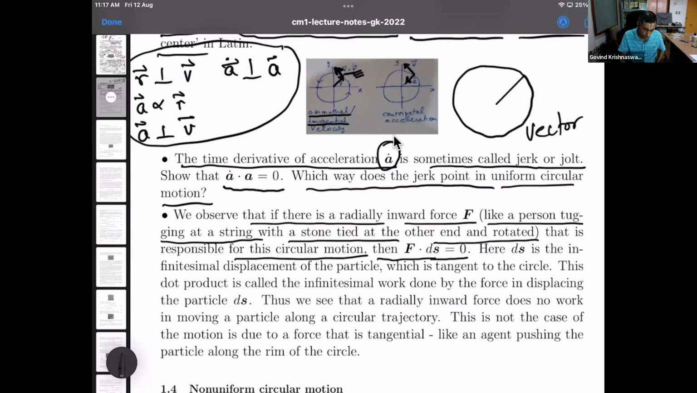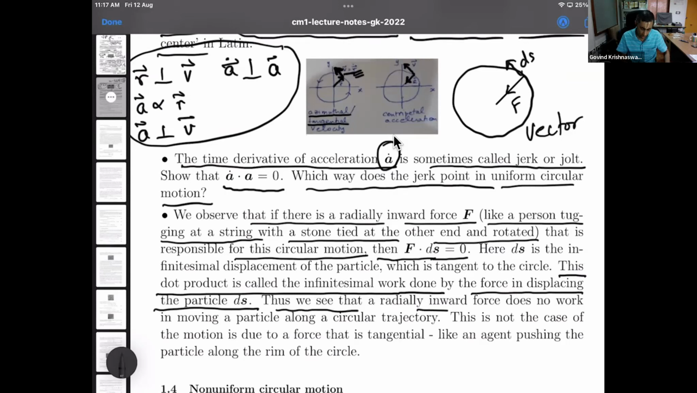The picture is familiar. The stone is going around this way, so the infinitesimal displacement ds is this way, and the force was that way. If such a force is responsible for this motion, then this dot product is called the infinitesimal work done by the force in displacing the particle by ds. These are all concepts we have already introduced. And thus we see that a radially inward directed force does no work in moving a particle uniformly along a circular trajectory.